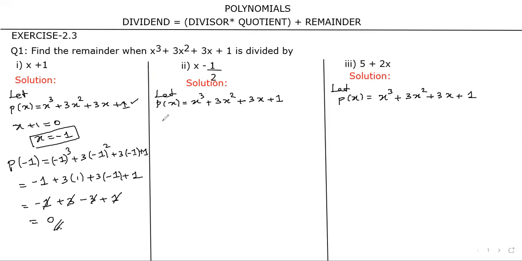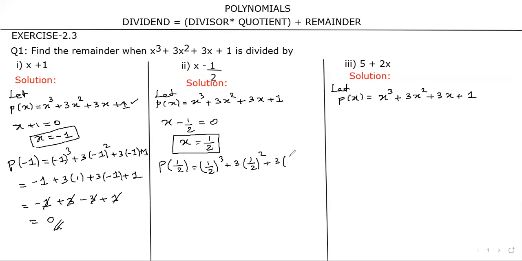So just take this x minus half, equate it to 0, find the value of x. What is x? It is positive half. The negative half when going to the other side becomes positive half. So this x you have to apply in the given polynomial. So p of half equals half cube plus 3 times half square plus 3 times half and positive 1.